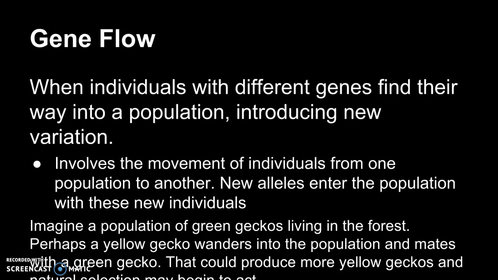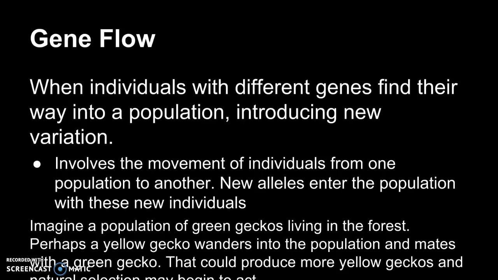population here. With gene flow, it's when individuals with different genes find their way into a population, so they're coming into a population now. And this involves the movement of individuals from one population to another. So we're seeing some immigration. And imagine a population of green geckos live in the forest, and perhaps a yellow gecko wanders into the population and mates with the green gecko. That could produce more yellow geckos, and natural selection could happen there.